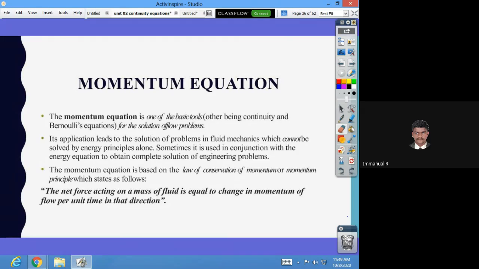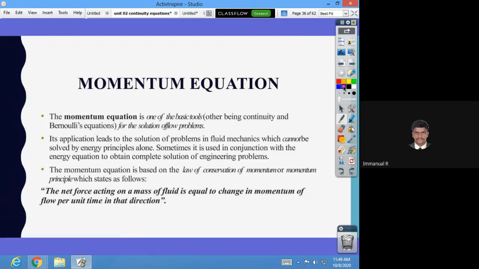So the momentum equation is one of the basic tools, the others being the continuity and Bernoulli's equations, for the solution of flow problems. In some cases, the momentum equation will be joined along with the energy equation as well as the continuity equation. Then it will give the properties of the flow. So let us take one example.